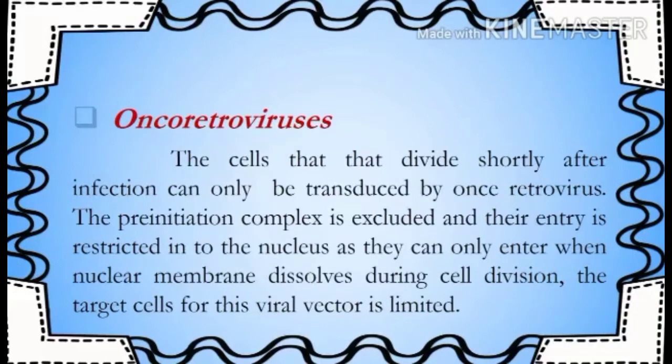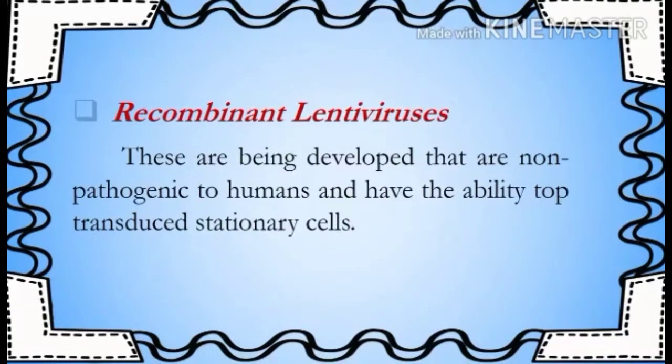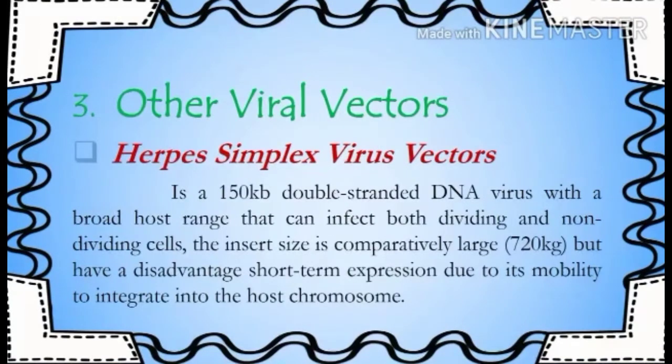The pre-initiation complex is excluded and their entry is restricted into the nucleus, as they can only enter when the nuclear membrane dissolves during cell division. The target cell for this viral vector is limited. Recombinant lentiviruses are being developed that are non-pathogenic to humans and have the ability to transduce stationary cells. The third method of gene therapy is the other viral vectors.